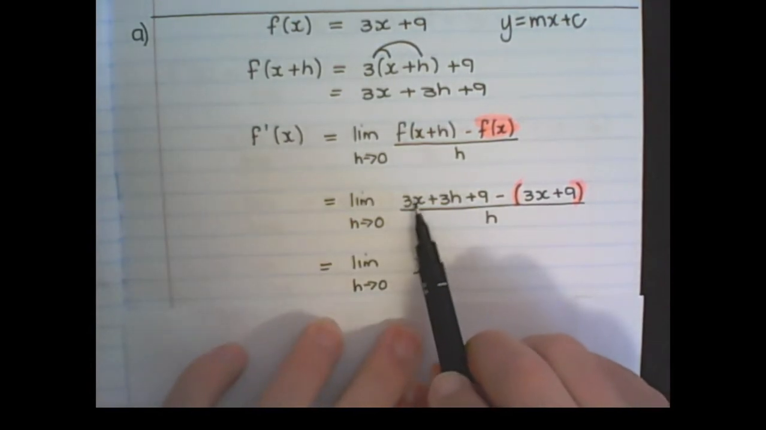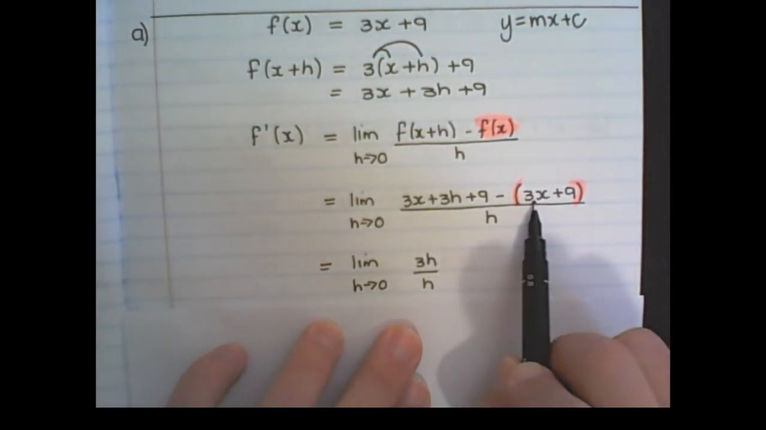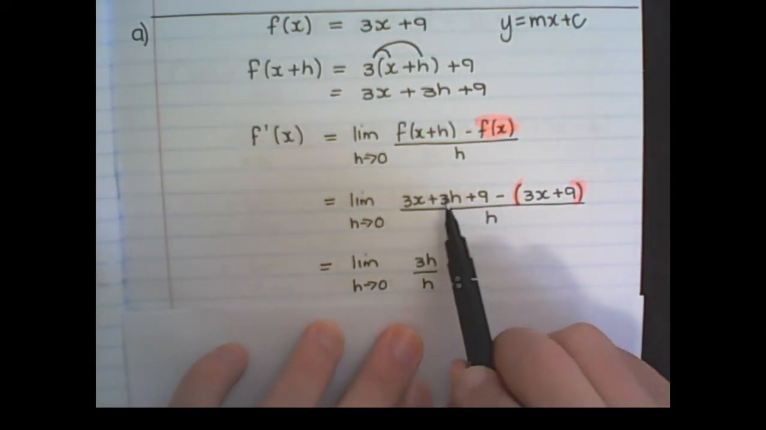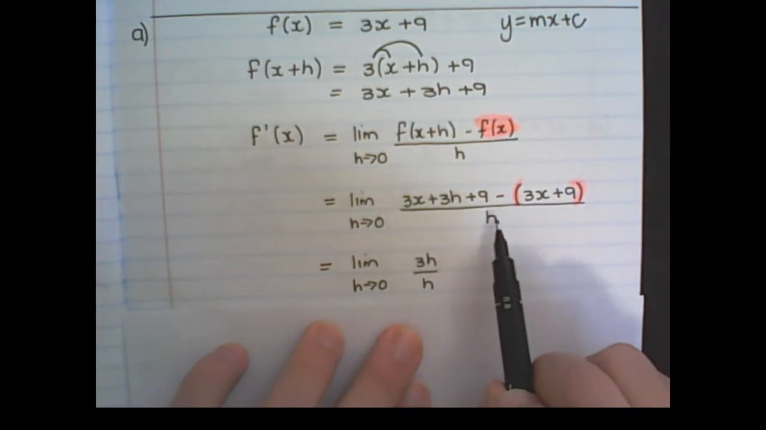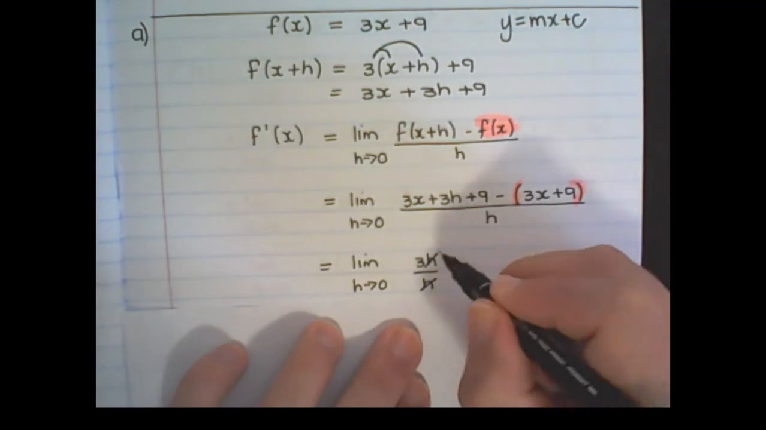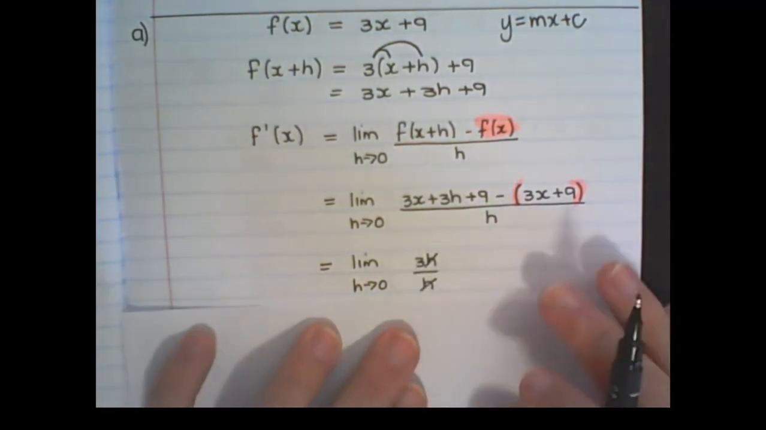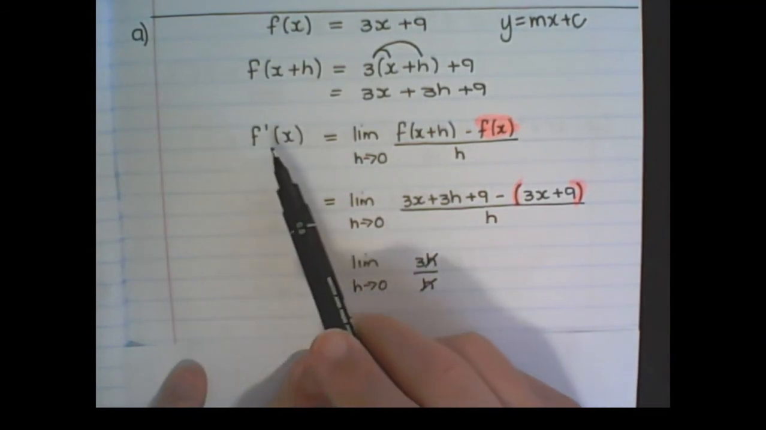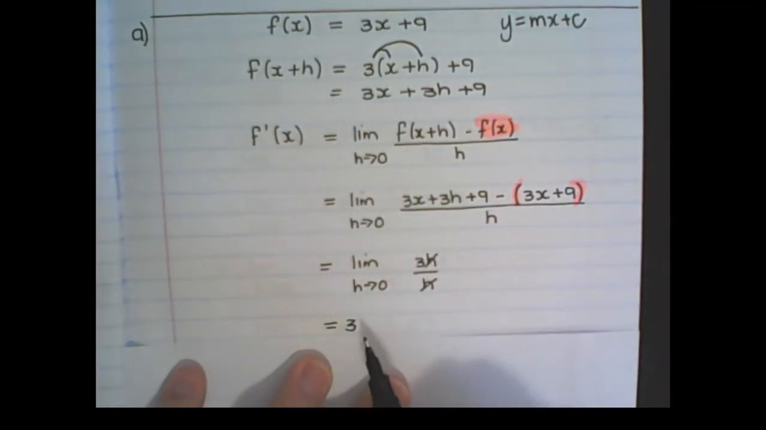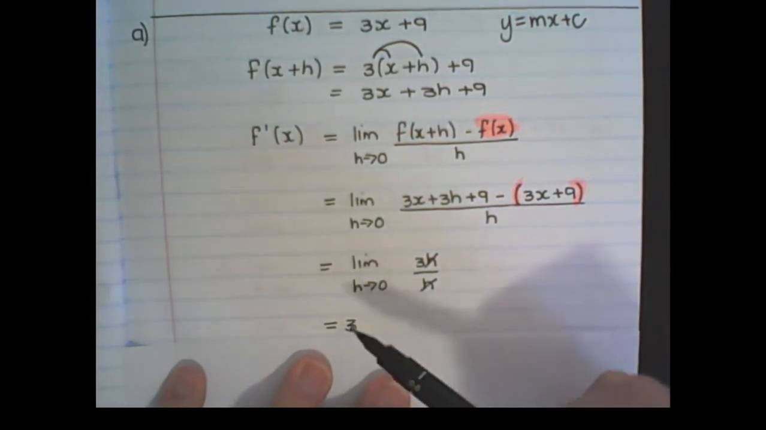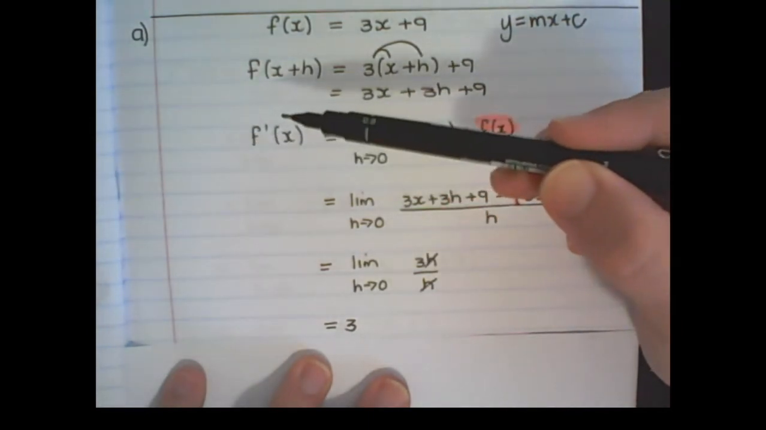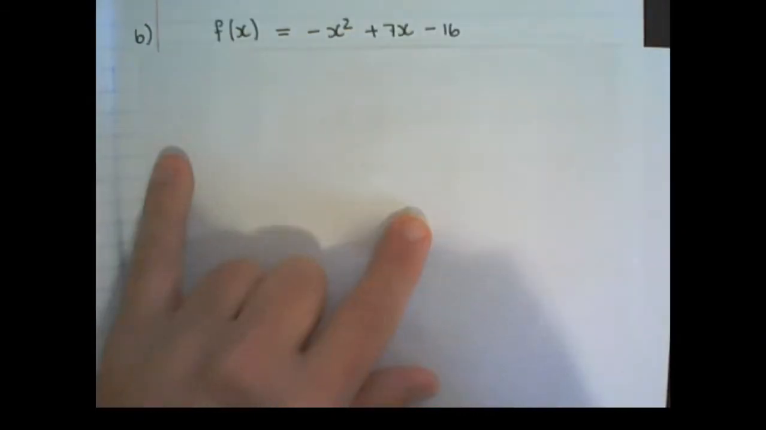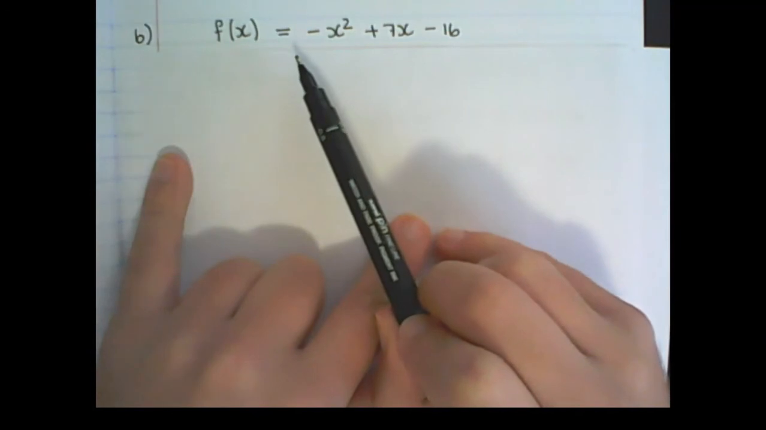Now if I simplify, 3x minus 3x would be 0, plus 9 minus 9 would be 0 as well. So I'm left with 3h over h. The h's will cancel out, so I'm left with 3. And now I can get rid of the limit because there are no h's. So the first derivative of this equation is 3. And as I also explained earlier, the first derivative represents the gradient, and the gradient of this linear expression is 3.